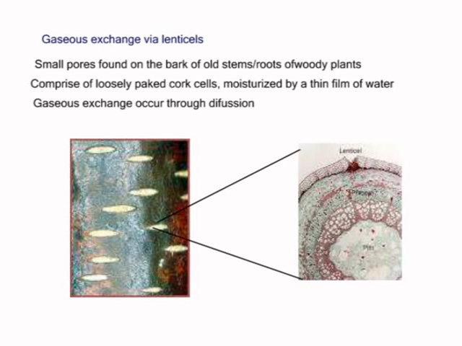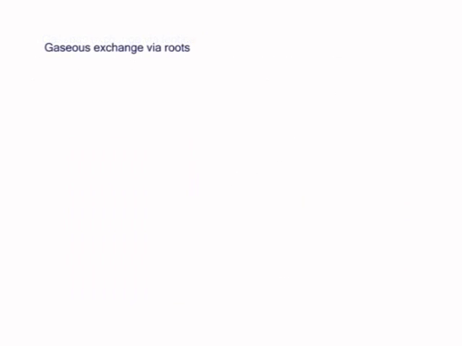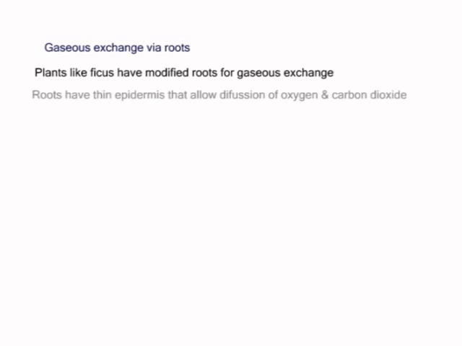Gaseous exchange via roots. Plants such as ficus have roots modified for gaseous exchange. The roots have a thin epidermal layer that allows diffusion of carbon dioxide and oxygen across a concentration gradient.